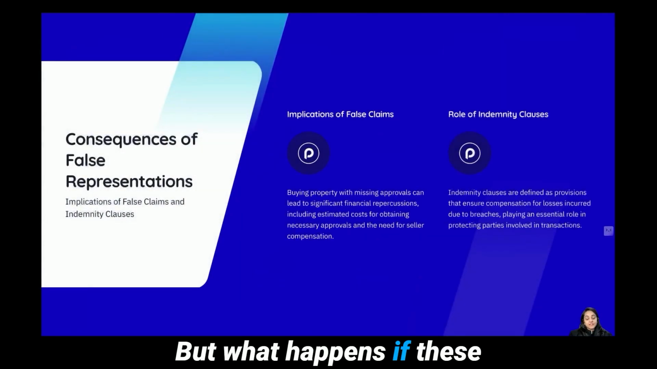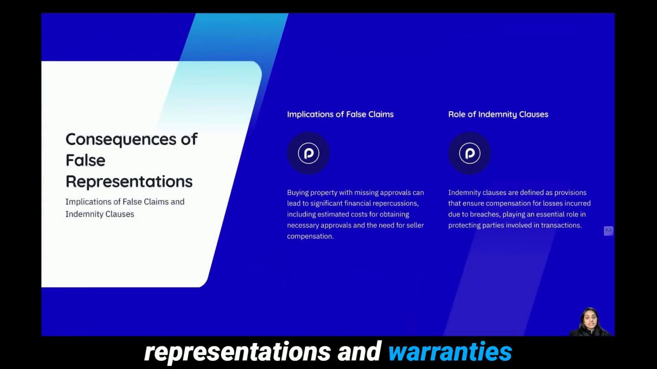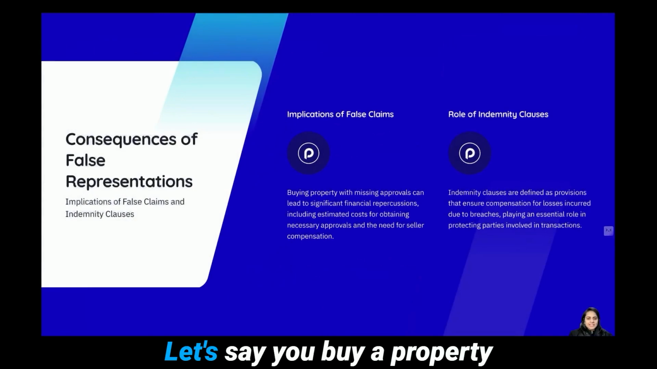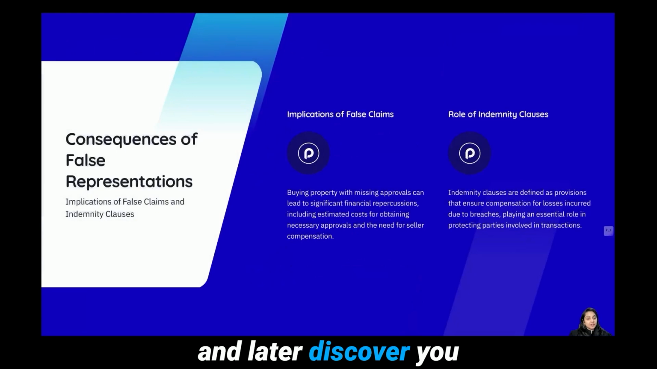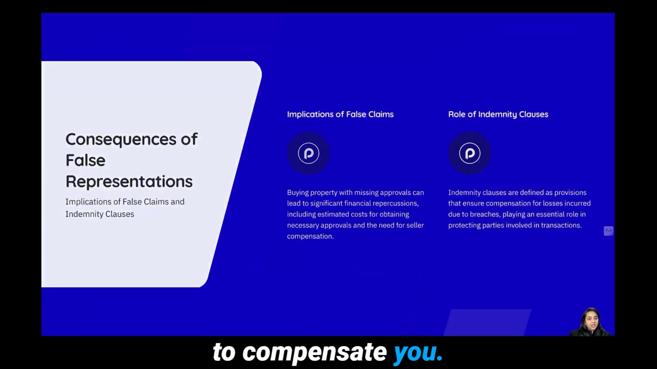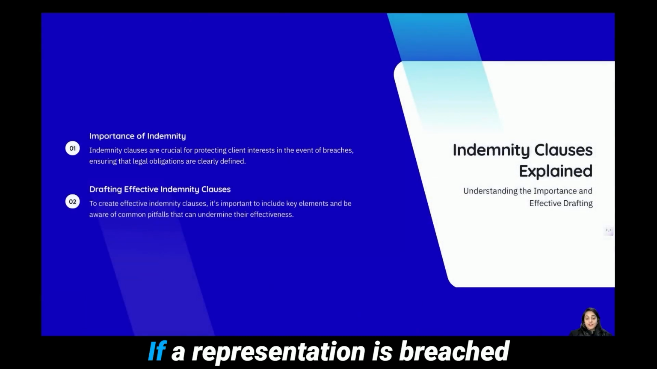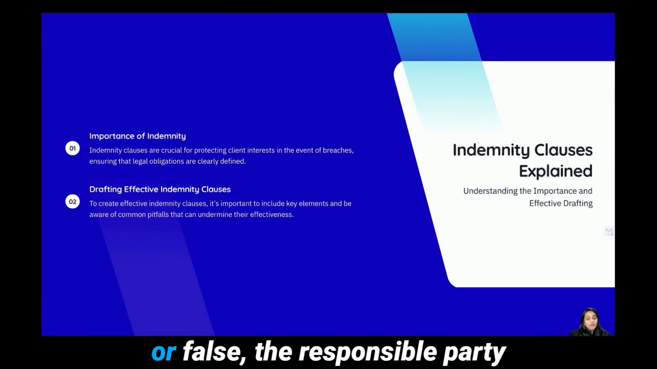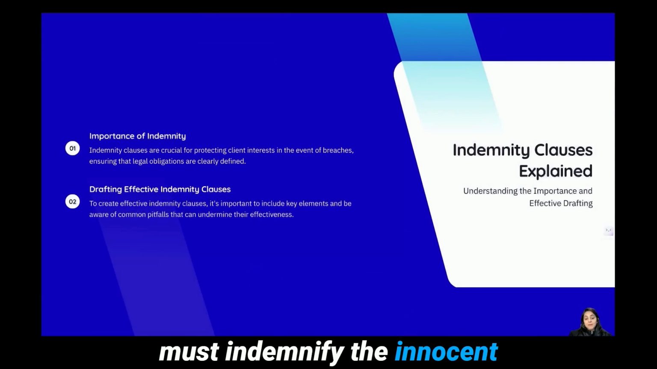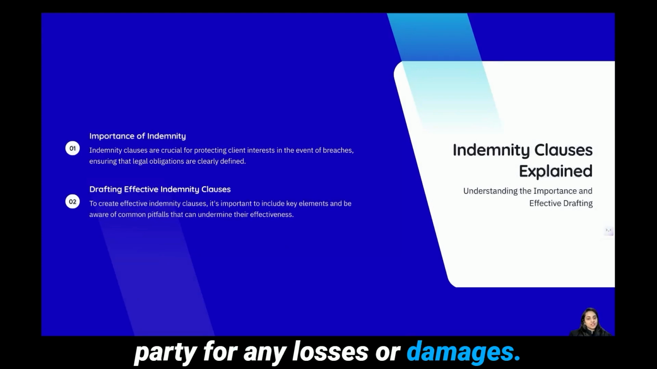But what happens if these representations and warranties turn out to be false? Let's say you buy property and later discover you need to spend $10,000 to obtain missing approvals. You will want the seller to compensate you. This is where an indemnity clause comes in. If a representation is breached or false, the responsible party must indemnify the innocent party for any losses or damages.